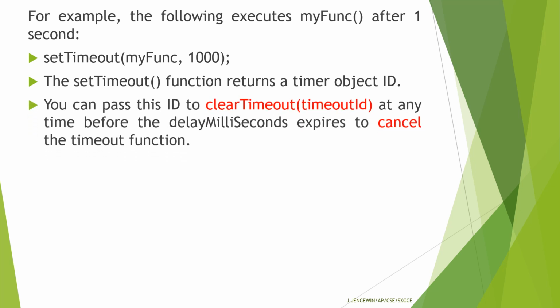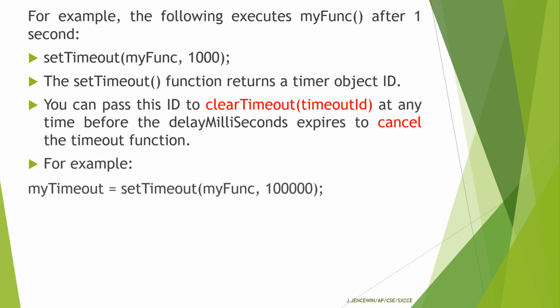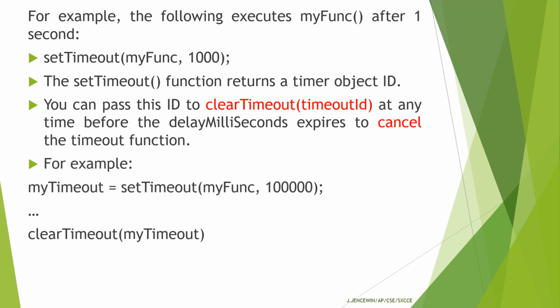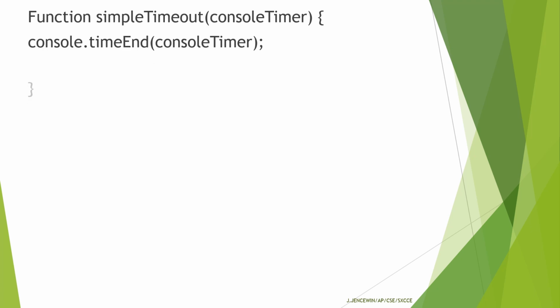Here myFunction gets executed after 1000 milliseconds, exactly after 1 second. The setTimeout function returns a timer object ID, and if you want to clear the timeout, we can use the function clearTimeout at any time before the time expires. This cancels the timeout function. This is an example for cancelling. We can keep a reference in a variable that holds the returned ID. You can invoke multiple timeout functions, and each returns a unique ID. If you want to cancel a particular one, we can pass its ID as the argument here. Okay, this is an example for setTimeout.